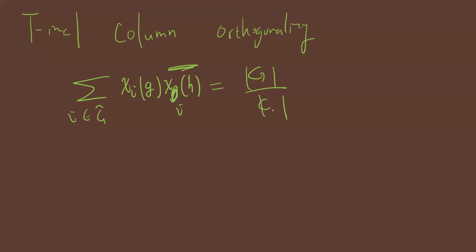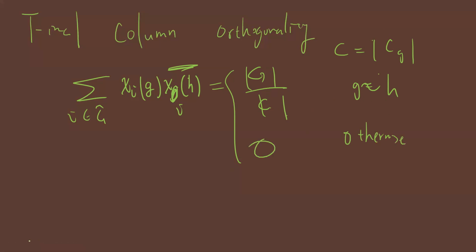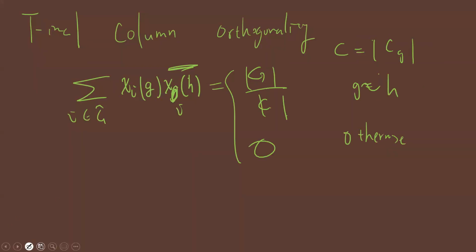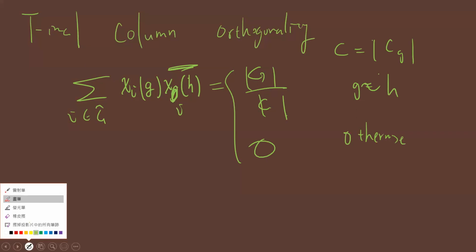Okay, so what do you mean by C, right? C is the number of conjugates, so C is just the number of the conjugacy class of G. Basically, it's the number of group elements conjugate with G. Otherwise, if G and H are not conjugate, it becomes 0. So yeah, this is the orthogonality that we managed to prove.